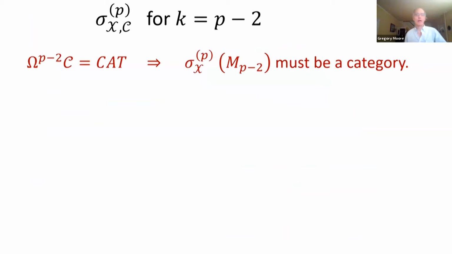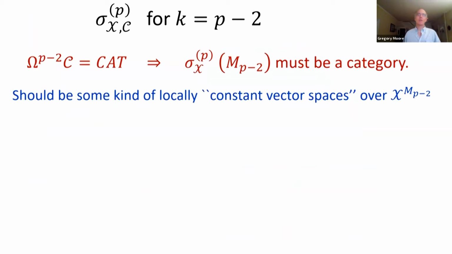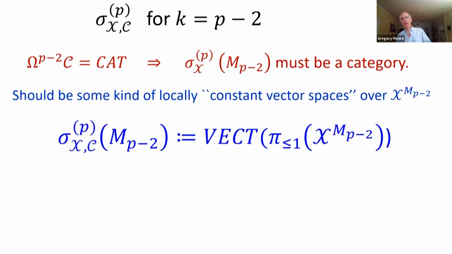So as I said, we have to choose what is our codomain, and let's choose for definiteness our codomain so that the P-2 looping is the 2 category of categories. So the value of our field theory on a P-2 dimensional manifold with a boundary must be a category. And it should be some kind of locally constant vector spaces over this mapping space. And you can make that quite precise.